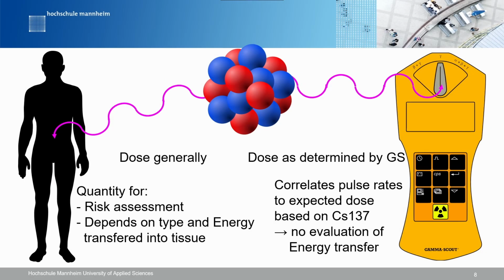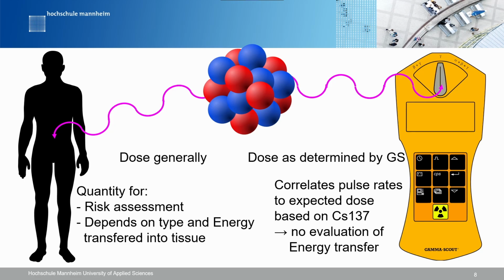Let us quickly recall how the Gamma Scout determines its dose rate. As it is equipped with an end window GM counter, the count rate strongly depends on the gamma ray energy. Because a dose conversion for cesium-137 has been selected, the dose rate displayed is for this radionuclide. This is not the same as displaying the dose rate Hp(10) dot, which is used nowadays in radiation protection.